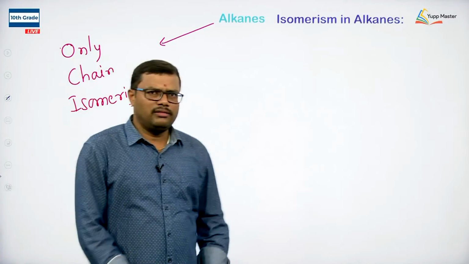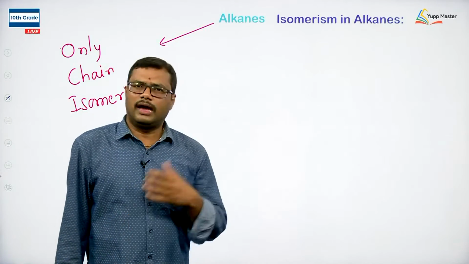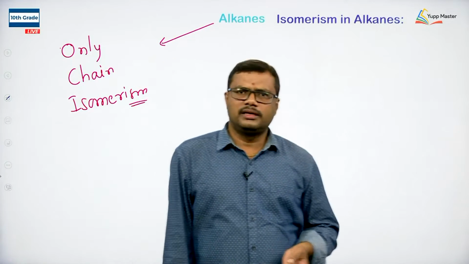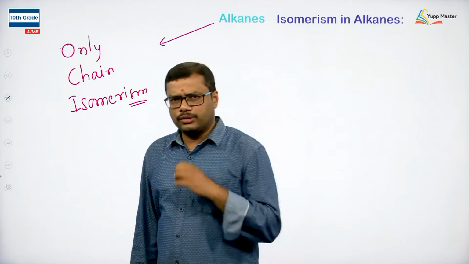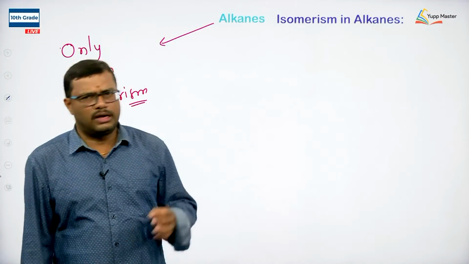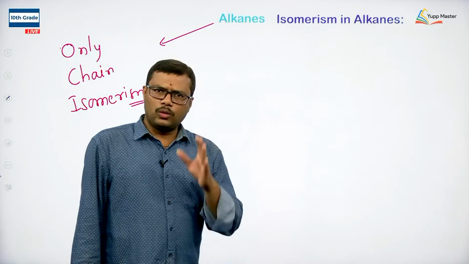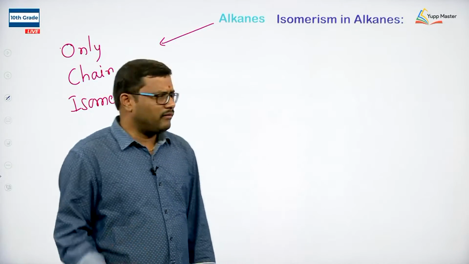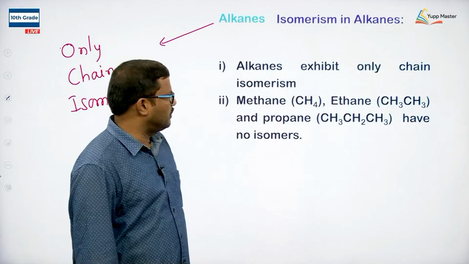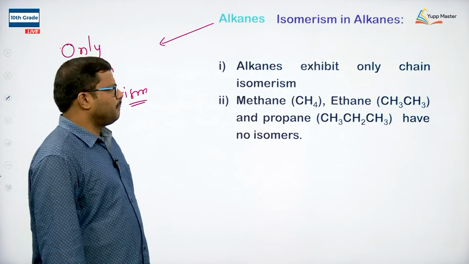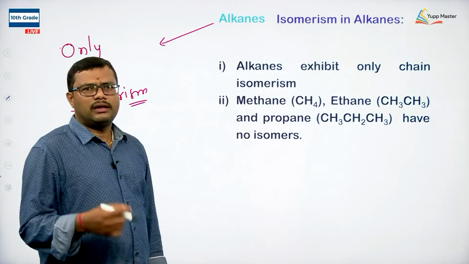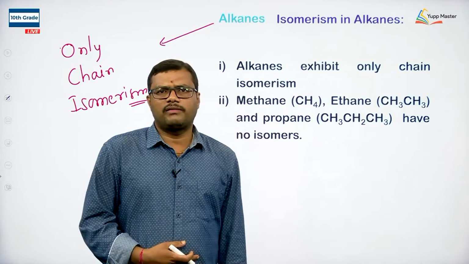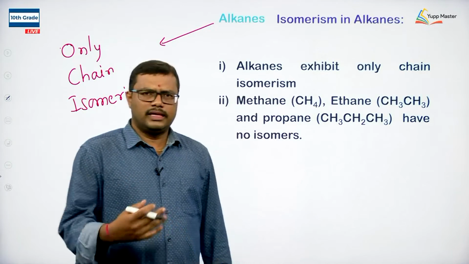Alkanes are saturated hydrocarbons, no unsaturation is present and no other functional groups are present, and thereby we cannot expect any positional isomerism or functional group isomerism or metamerism. We can expect only chain isomerism in the case of alkanes. So which compounds generally exhibit chain isomerism? Chain isomerism can be observed only in alkanes having 4 or more carbon atoms.